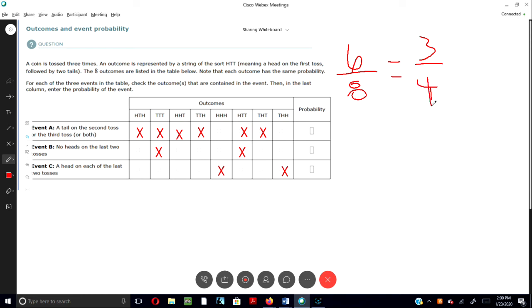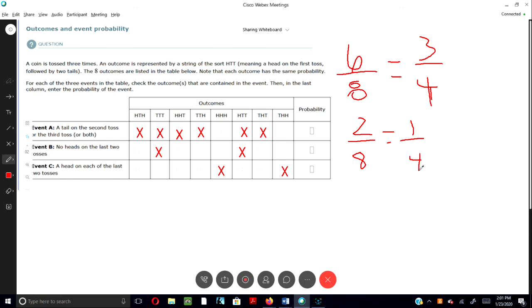Okay, here we have the event occurred 2 times. So that's 2 over 8. 2 goes into 2 1 time. 2 goes into 8 4 times. So that gives us 1/4.